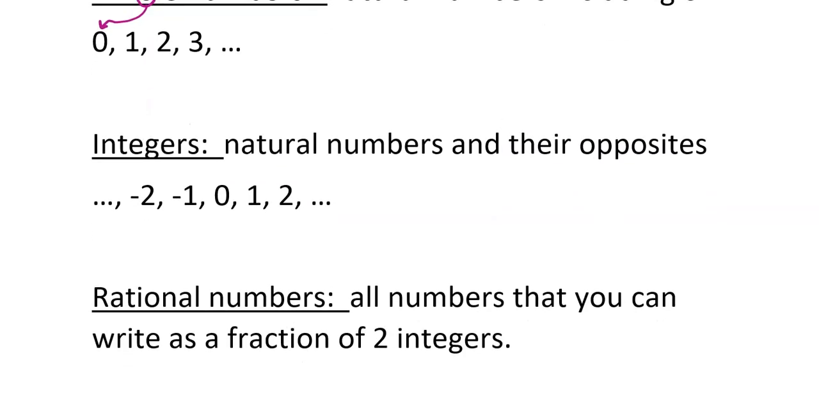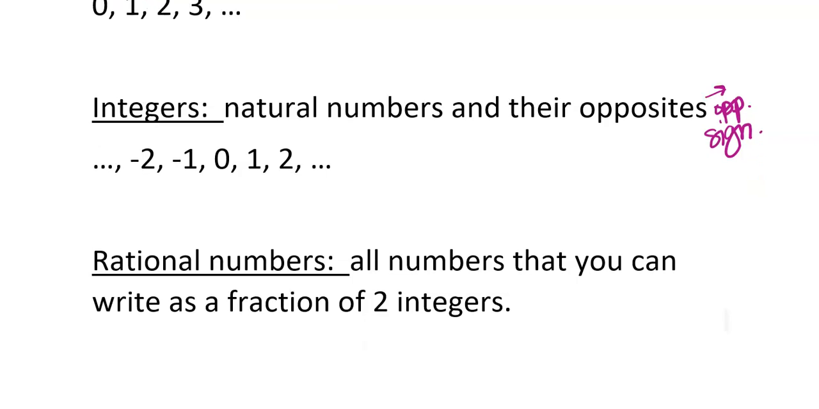Integers are the natural numbers and their opposites. So the natural numbers are the counting numbers. Opposites mean opposite sign. So it's all of those numbers that we had, and they're negative. So -1, -2, -3, and so on. And 0 is included in the integers as well.